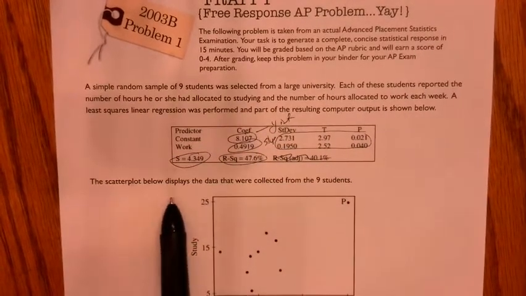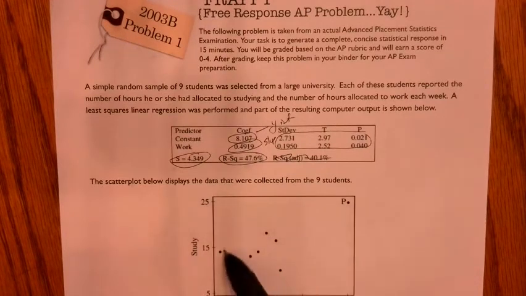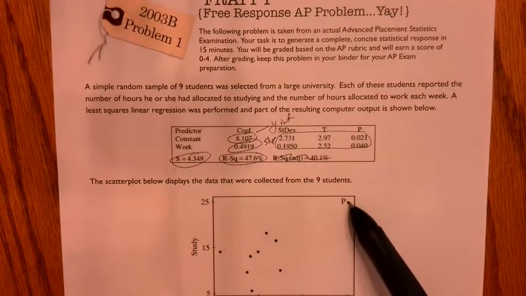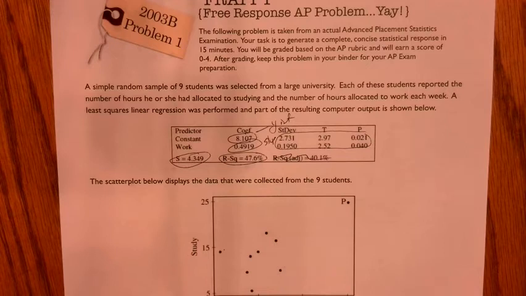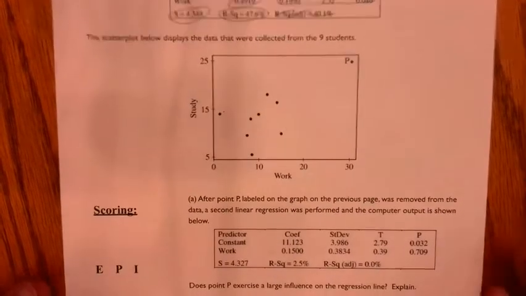The scatter plot below displays the data collected from the 9 students. 1, 2, 3, 4, 5, 6, 7, 8. And this one out here. Wow. After point P on the graph was removed from this data, a second linear regression was performed and the computer output is shown below. Does point P exercise a large influence on the regression line? Oh, sorry. So I'm looking down here.